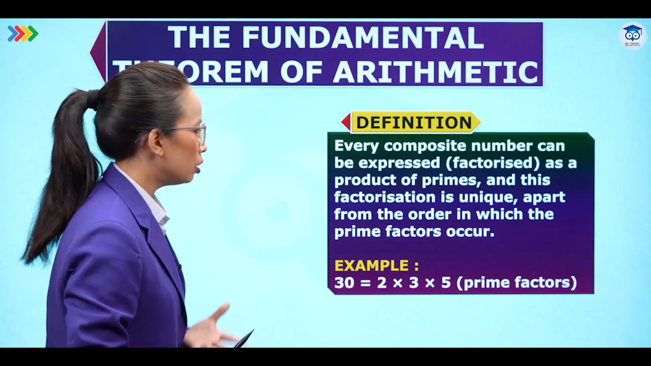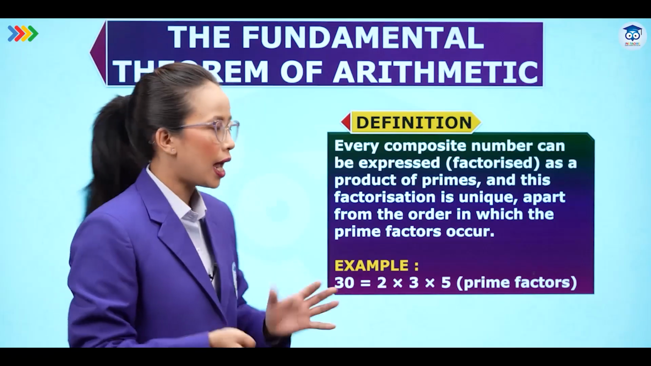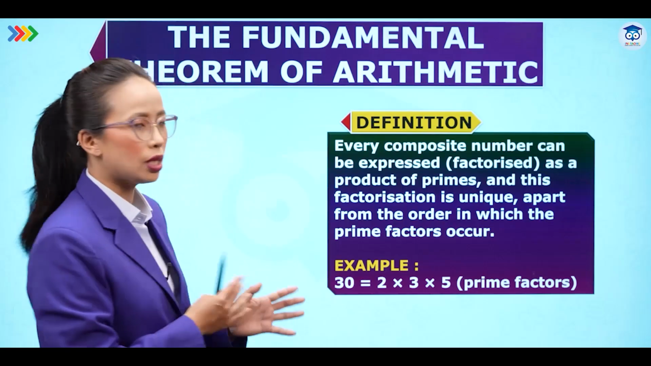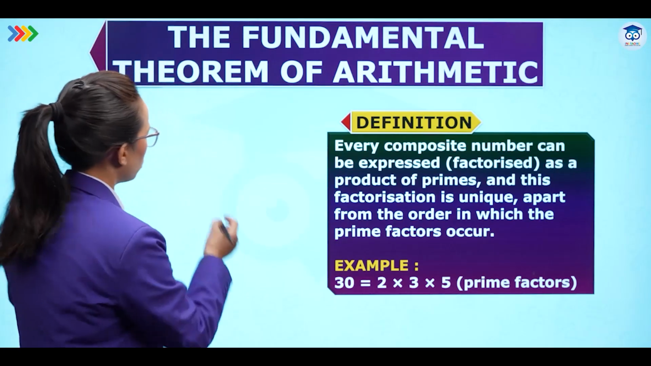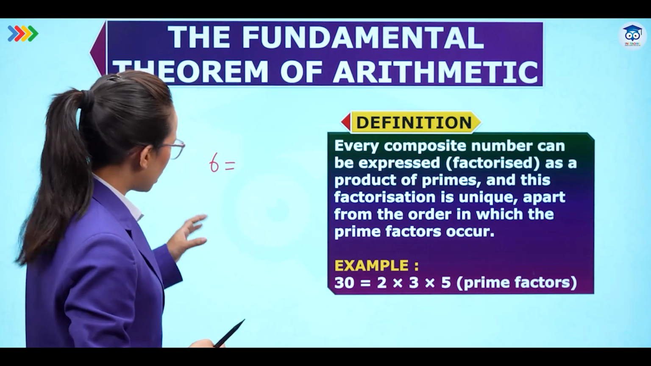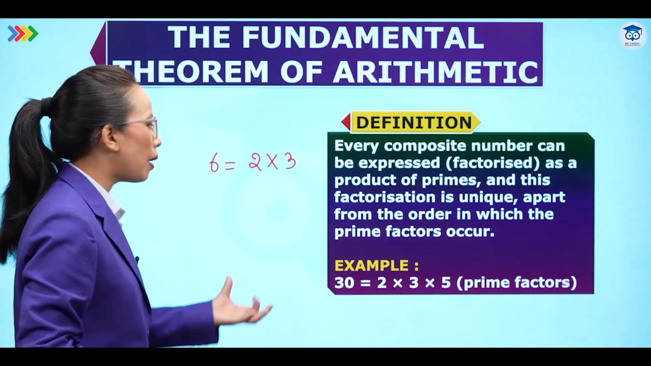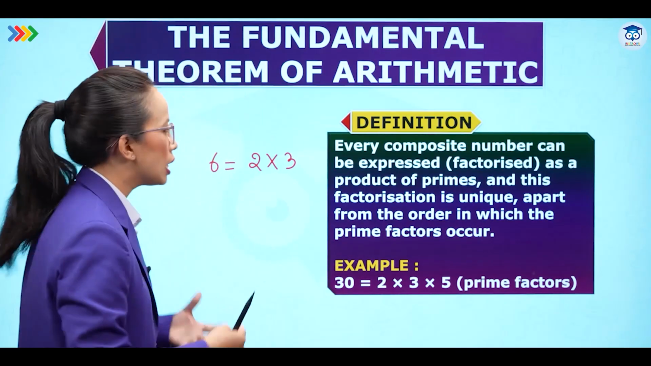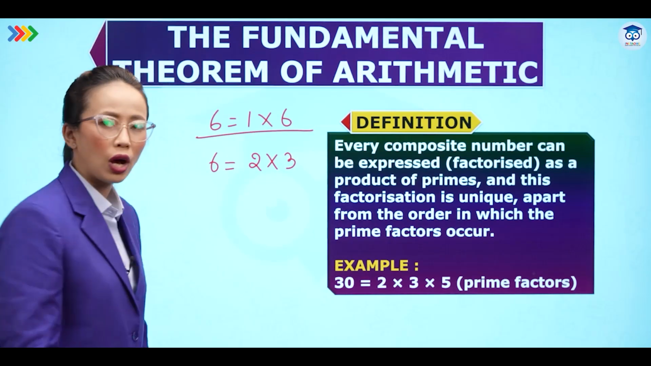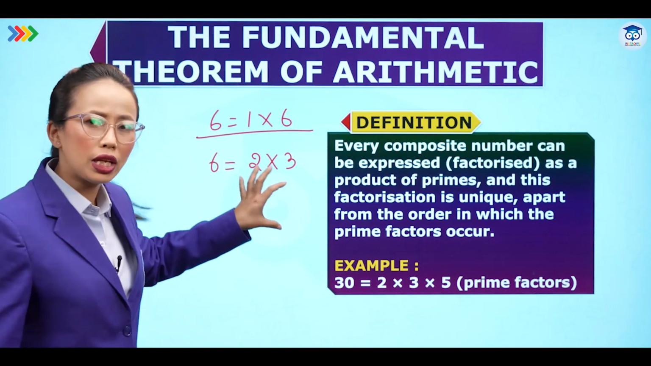every composite number can be factorized or expressed as a product of primes, and the expression is unique, apart from the order in which the prime factors occur. It means, suppose 6 is a composite, we know, because it has more than 2 factors, so 6 can be expressed as 2 into 3. We are talking about prime factorization, not any other factorization, because 6 can also be expressed as 1 into 6. This we are not considering as of now, we are considering the prime factorization. So for any number, it is unique apart from the order.